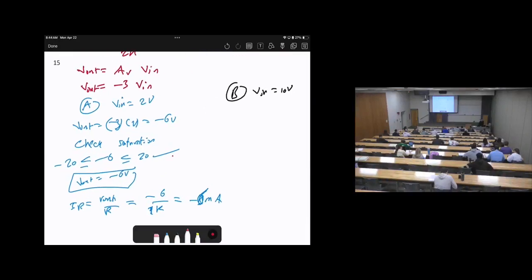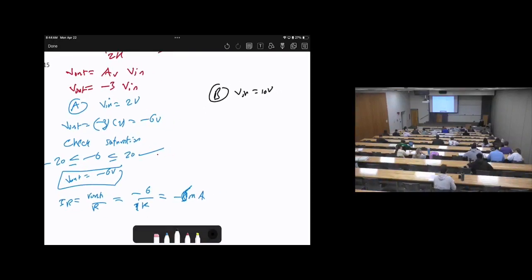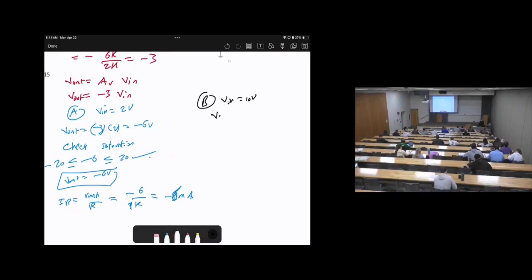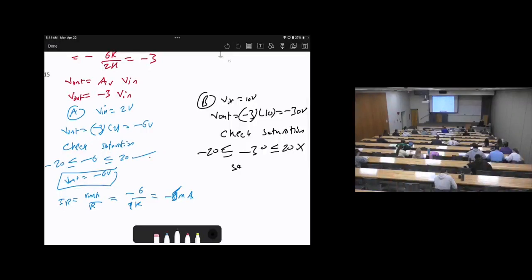Okay? Step number 2, when Vn equals 10 volts, V out will be negative 3 times 10, which yields negative 30 volts. Check saturation. Is negative 30 bounded between negative 20 and 20? No, it is saturated. So don't forget to write the word saturated. It is very important. It is very crucial to write it in your answer.